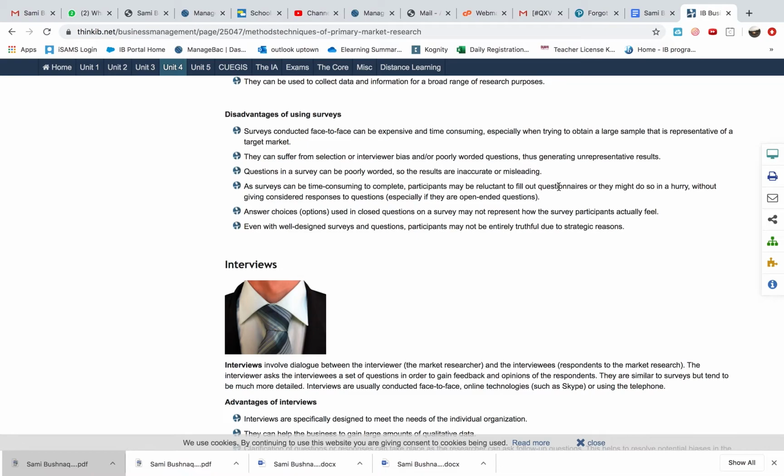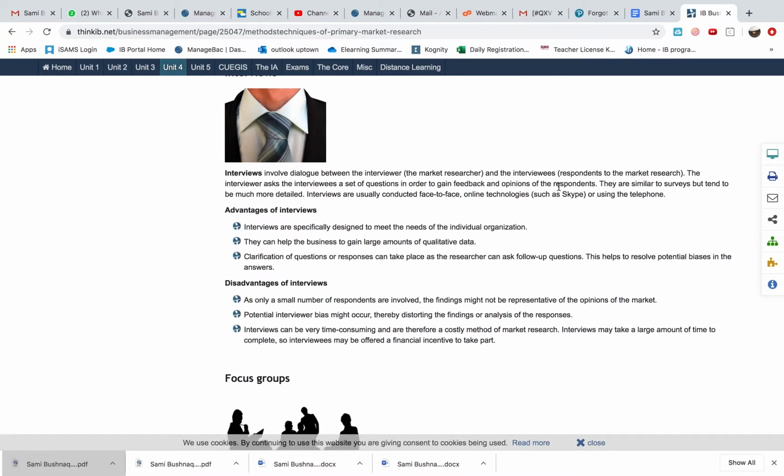Surveys can be time consuming to complete. Participants, if they're really long, might be reluctant to fill them out. They might do it in a hurry, so it might not have a lot of thought or might not be very honest. Especially if they have open-ended questions. So questions like, why do you feel this way about the product? And so a lot of those surveys, people might be less willing to help out on. Answer choices, options in a closed question survey may not represent how the participants actually feel. So you're forcing them to pick from a list of responses that aren't really what they feel.